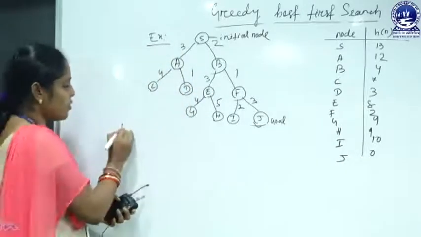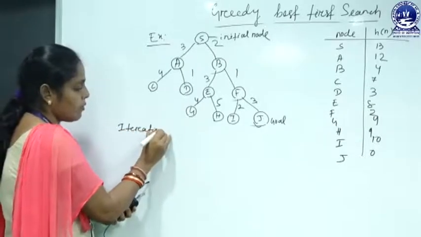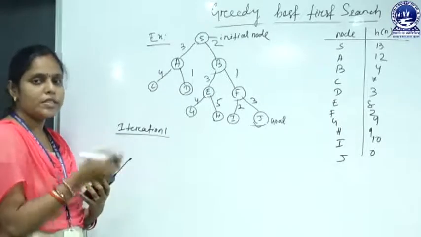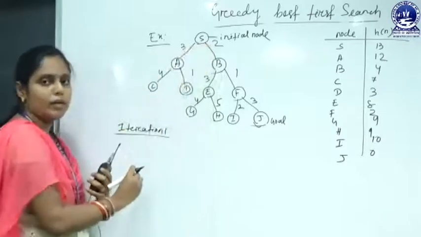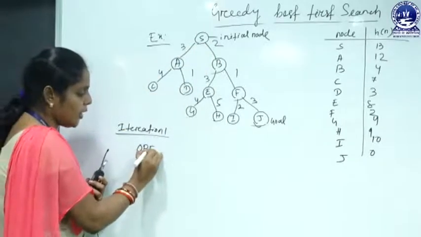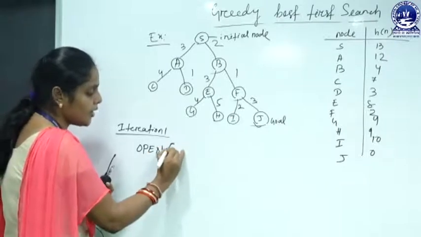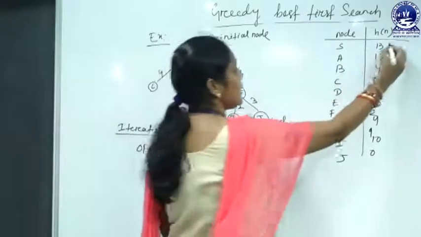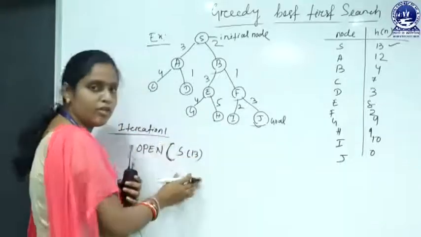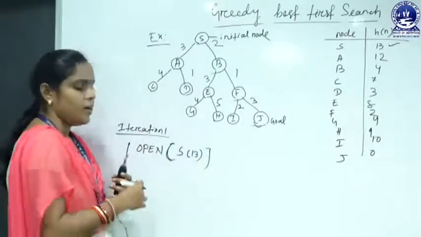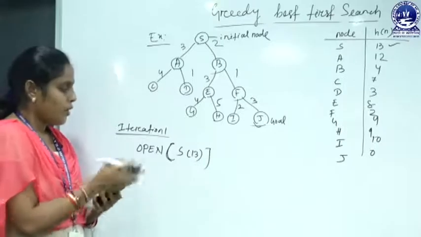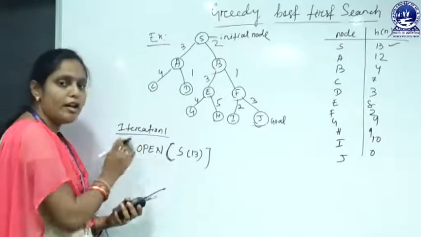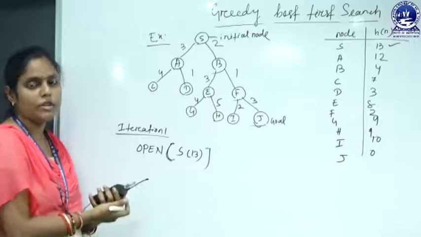Now in our iteration 1, according to our algorithm, the first step of the algorithm says that place the initial node into our open list. Now our open list contains the initial node, that is the node S, and here the heuristic value of this node S is 13. Here I am placing this heuristic value of the node S. Next step says that check whether this open list is empty or not. Here our open list is not empty. That means we proceed to our step 3.